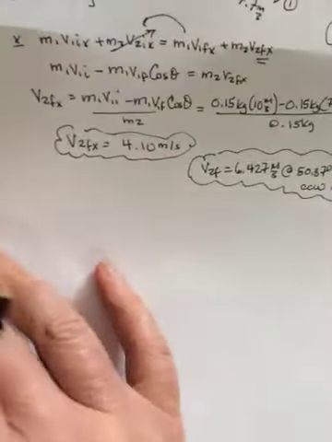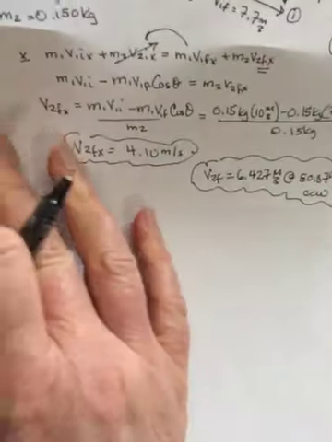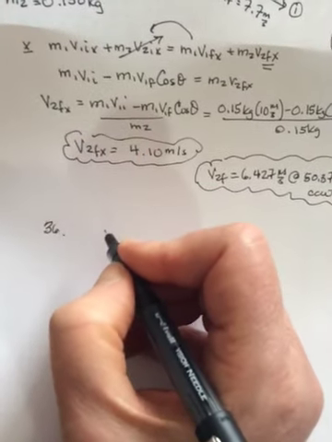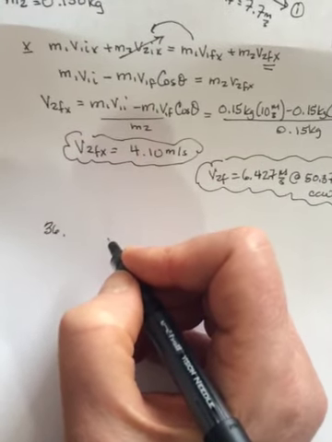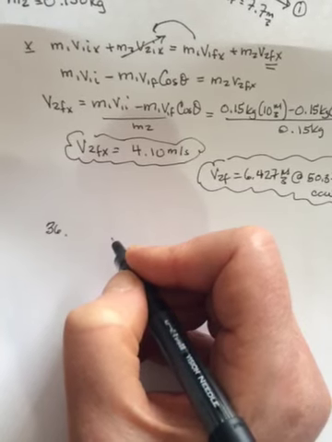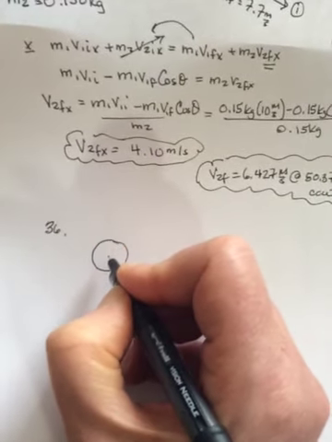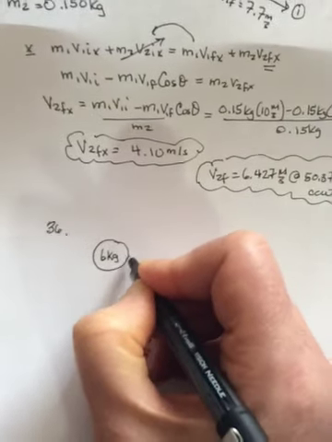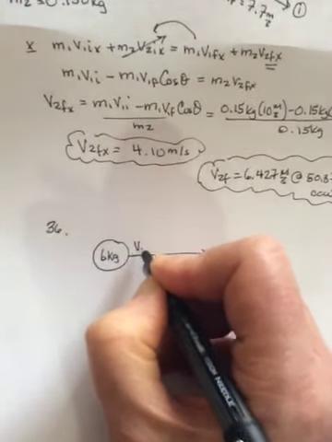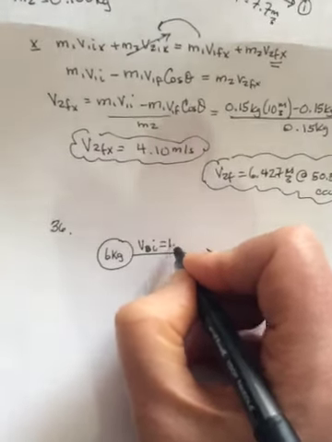Okay? Number 36. A bowling ball with a mass of 6 kilograms rolls with a velocity of 1.2 meters per second towards a single standing bowling pin that has a mass of 0.22. Okay, so we have a bowling ball, and its mass is 6 kilograms, and it's initially going this way. So V of the bowling ball initial is equal to 1.2 meters per second.